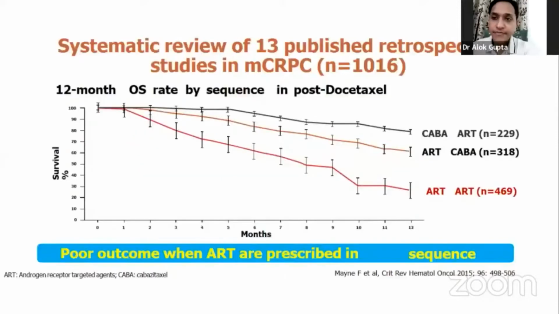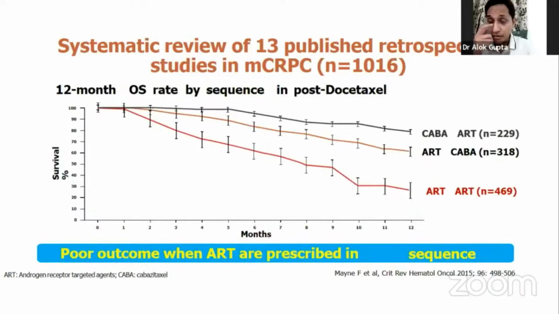So this was a systematic review of 13 published retrospective studies in mCRPC, around 1,000 patients. And all these 1,000 patients had received docetaxel in the CRPC state. And all these patients received cabazitaxel and one of the androgen receptor agents.